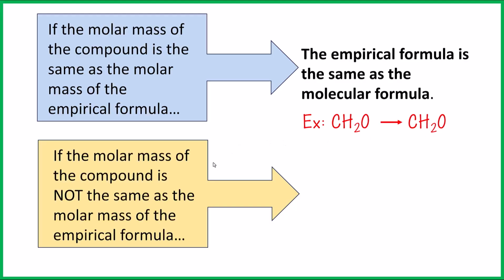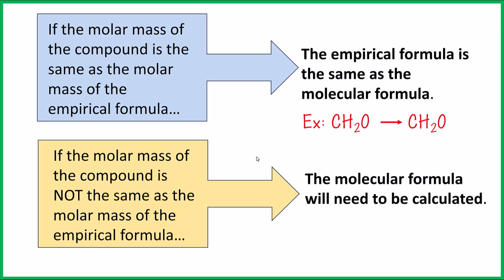If, on the other hand, the molar mass of the compound is not the same as the molar mass of the formula, so if we add up our molar mass for CH2O and that's not the same as the molar mass that's given to us for the compound, then the molecular formula will need to be calculated. So if this mass does not equal whatever the molar mass was, then we're going to have to calculate that additional ratio.